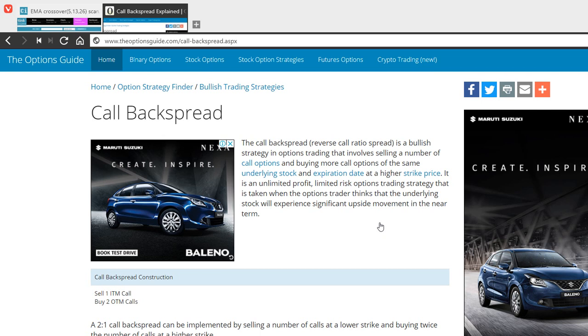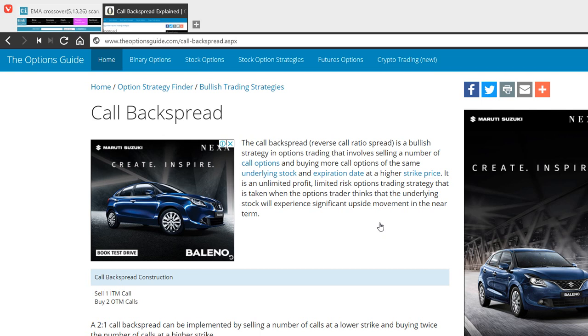Many people have actually made videos on this particular strategy, calling it a zero loss strategy and whatnot. They also have made videos on ratio spread, things like that. So call backspread is this particular strategy, and if you are a positional trader, that means if you can hold on for a particular month or so, then this strategy can be really beneficial.